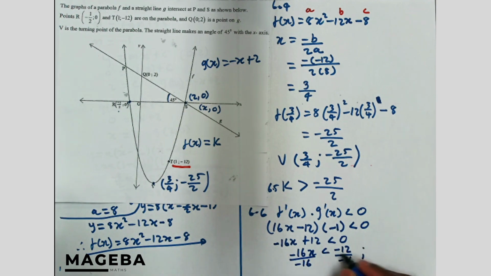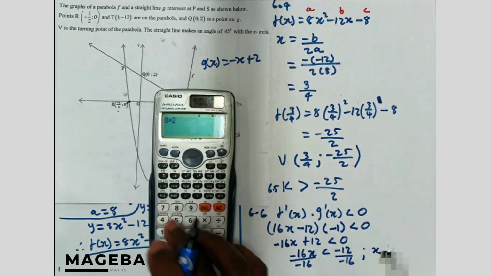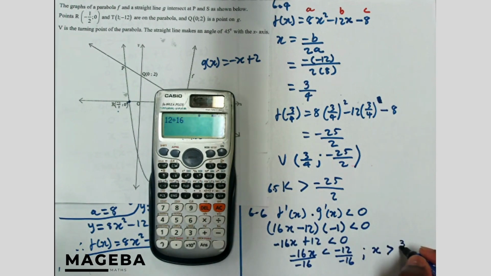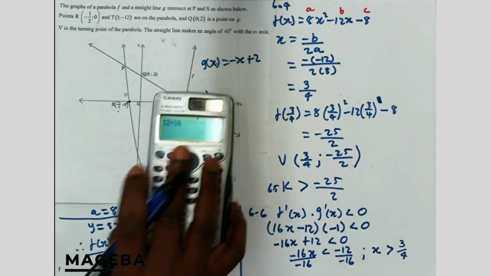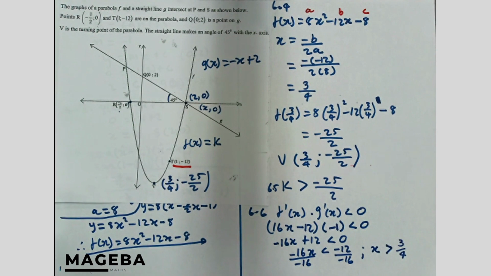Then divide by negative 16, divide by negative 16. This sign is going to change. I'm left with x, this sign now, since I'm dividing with a negative, greater than, and then 12 divided by 16, which is 3 over 4. Then from here we are done.